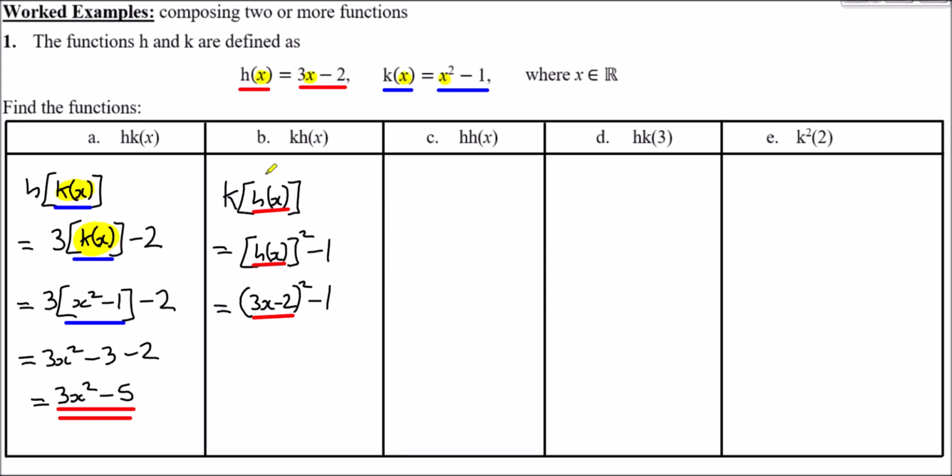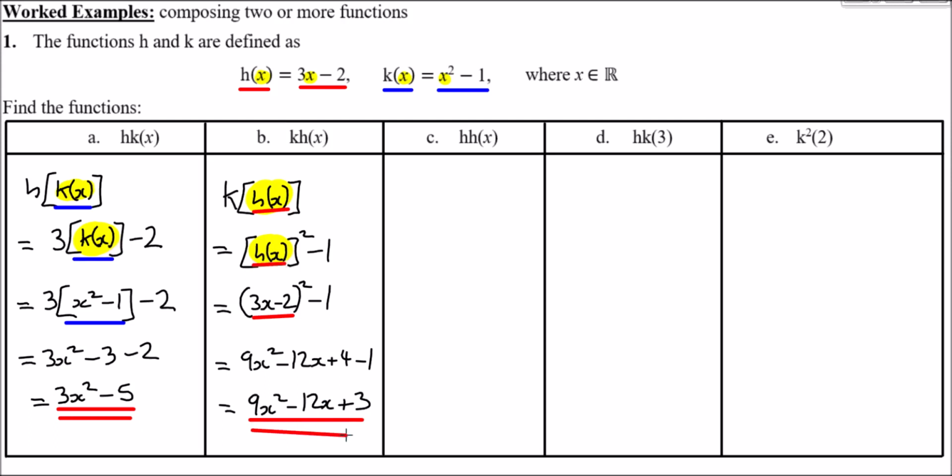So again, the input here is not just x, it's h of x. So h does 3 lots of the input, and k takes the input, squares it, and subtracts 1. If we just expand these brackets and simplify, 3x all squared gives 9x squared. We take the product and double, that gives minus 12x. Minus 2 squared is positive 4, then still minus 1 at the end. It simplifies down to 9x squared minus 12x, and 4 take 1 is positive 3.